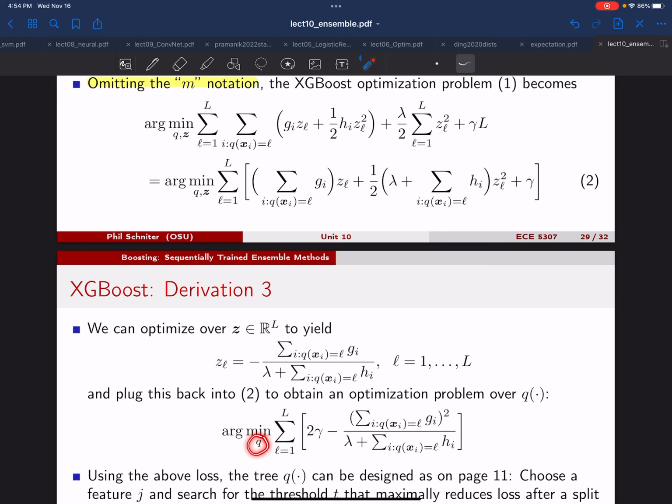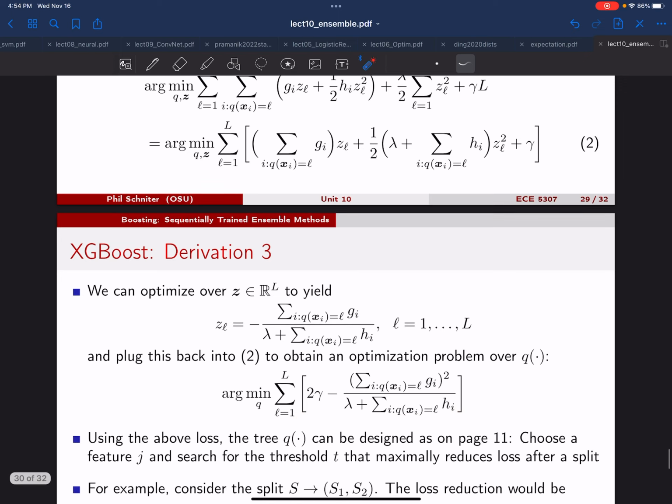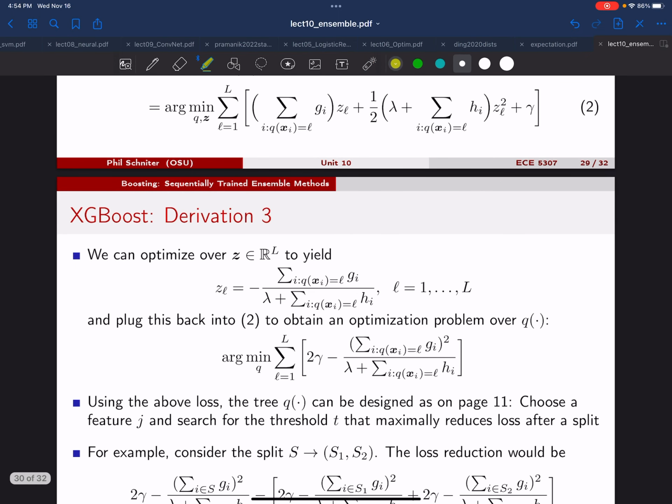Here is our tree we have to design, and here is basically the metric that we want to use to design our tree. When we first talked about designing trees, we talked about inhomogeneity, like Gini metric, variance, all these different things. What we're saying now is, forget those ideas. We have a very specific metric that we want to use for XGBoost to replace those inhomogeneity measures, and it's exactly this. That's really the main idea.